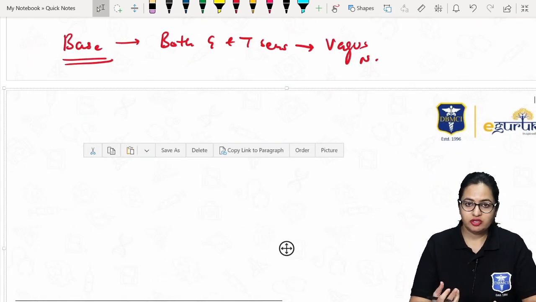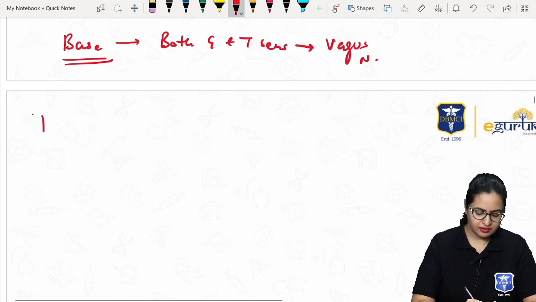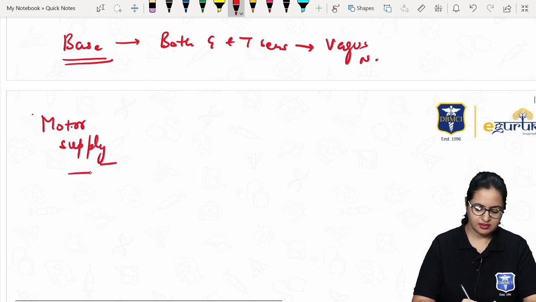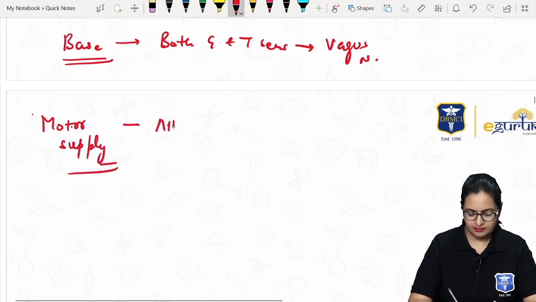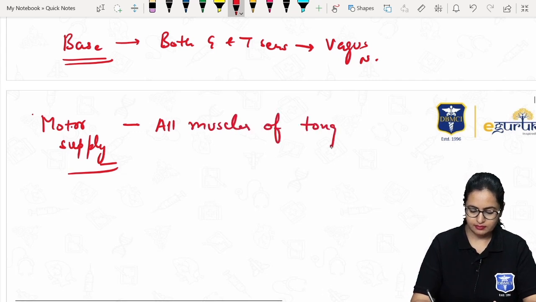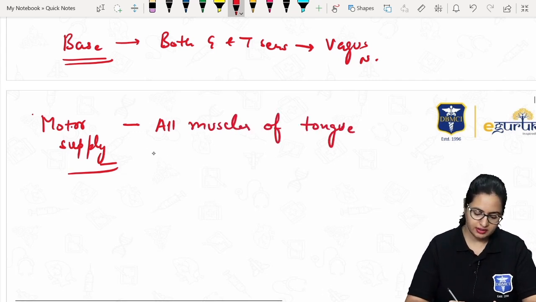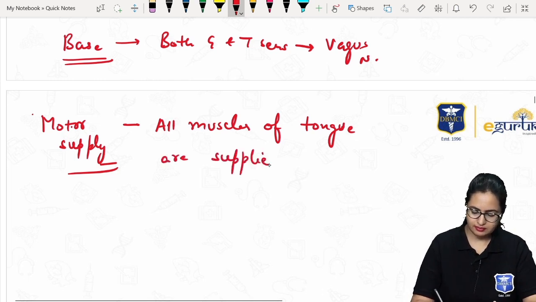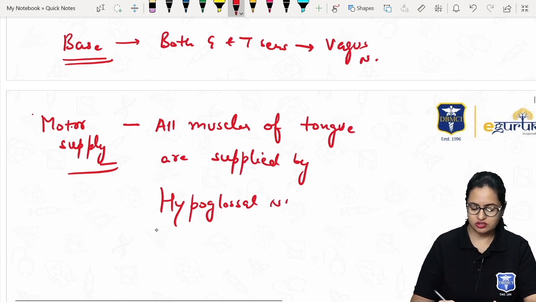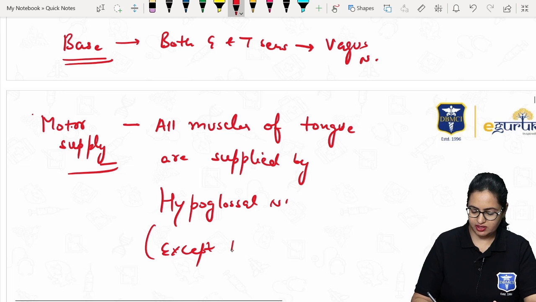Now when we are talking about the motor supply of the tongue, that is all the muscles of the tongue, they are supplied by the hypoglossal nerve, and in this we have one exception, that is the palatoglossus.